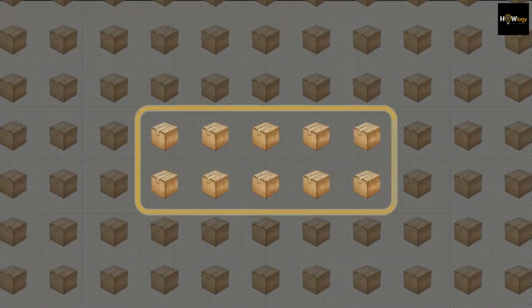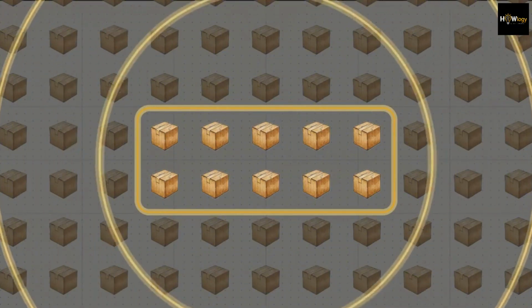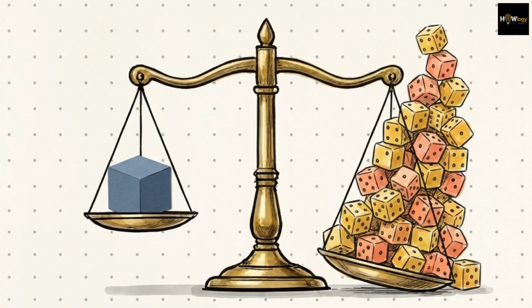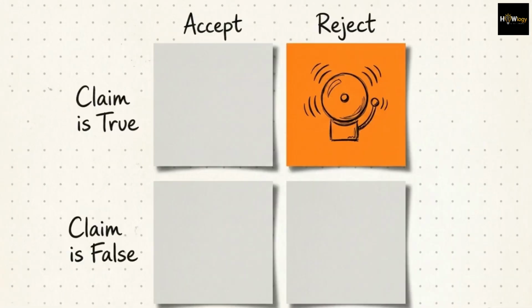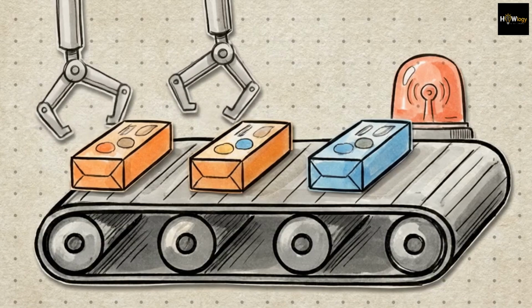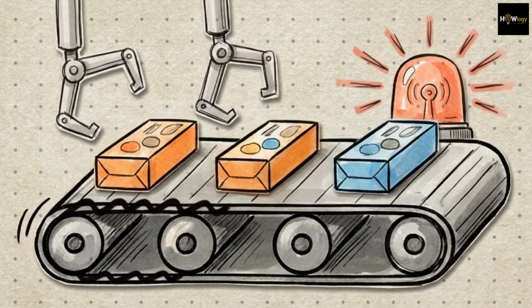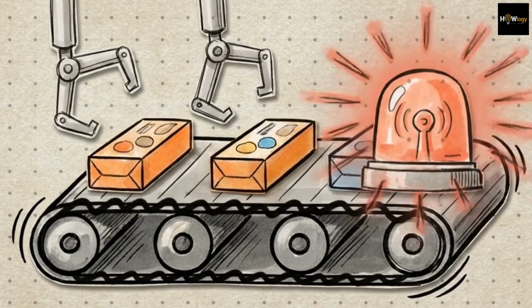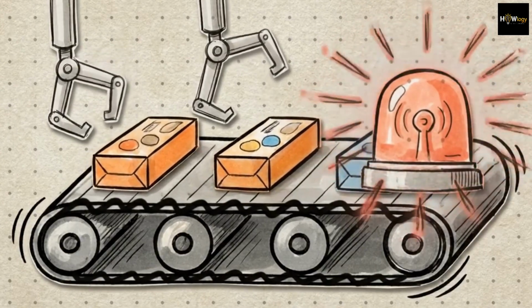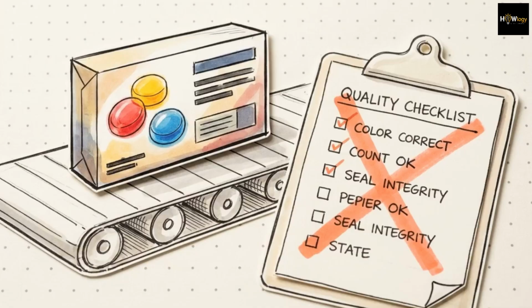Because we rely entirely on a sample to make assumptions about millions of products, our math can never be 100% certain. We are dealing in probabilities, which means we can still make mistakes. The first mistake is a type 1 error, or a false positive. This happens when we reject a true claim and sound a false alarm. Imagine an assembly line filling boxes of candy. A type 1 error means our sample data tricks us into halting the multi-million-dollar production line because we think the boxes are underweight, even though the machines were running perfectly fine.